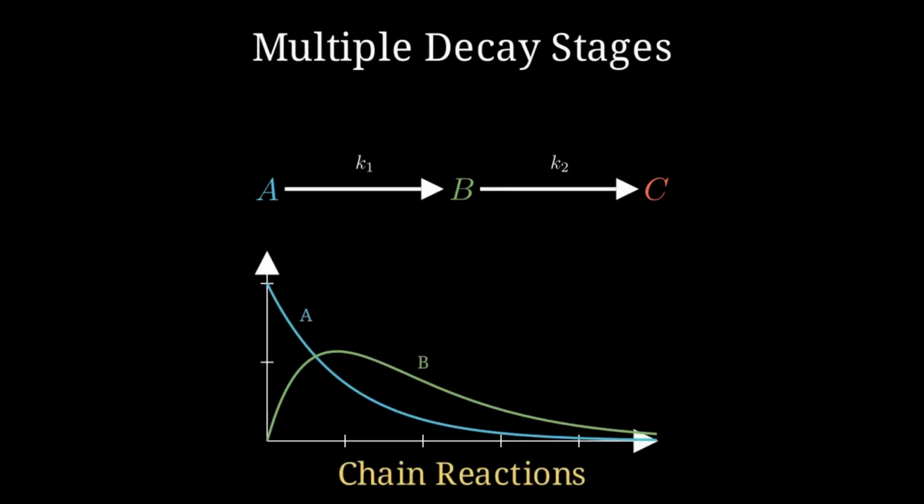In advanced physics, one decaying substance might turn into another substance that is also decaying. This creates a system of differential equations. The amount of the middle substance increases as the first one breaks down, then decreases as it decays itself, creating a hump on the graph.